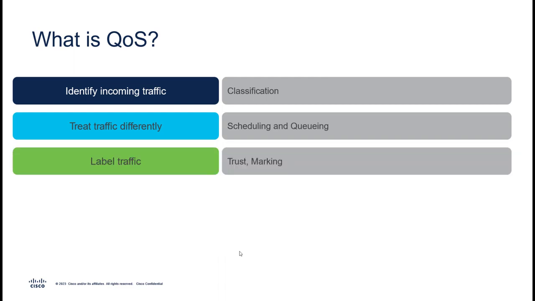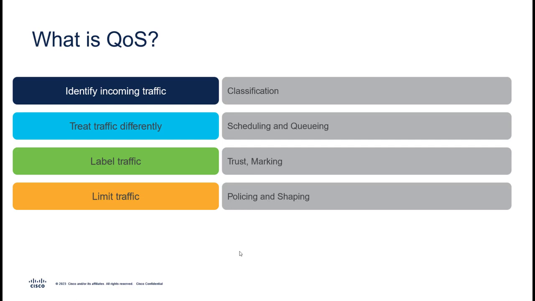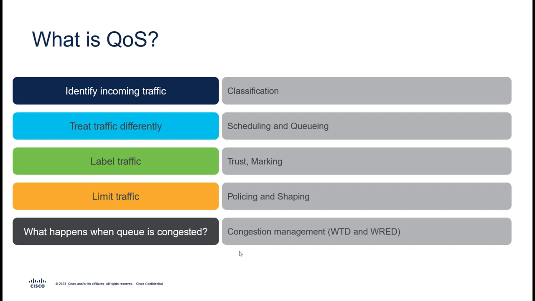Next, we want to label the traffic. This label can either be referenced at a later point within the same switch, or it can be referenced at a device downstream or upstream to the switch that we're working on right now. The way we label it is called marking. Next, we might want to limit the traffic that is traversing the system. We have two options here: policing and shaping. We'll be looking at both of these in more detail in the coming slides. And the final thing that QoS brings to the table is, what happens when the switch is congested? How should the switch act with respect to the traffic that it's trying to send out?